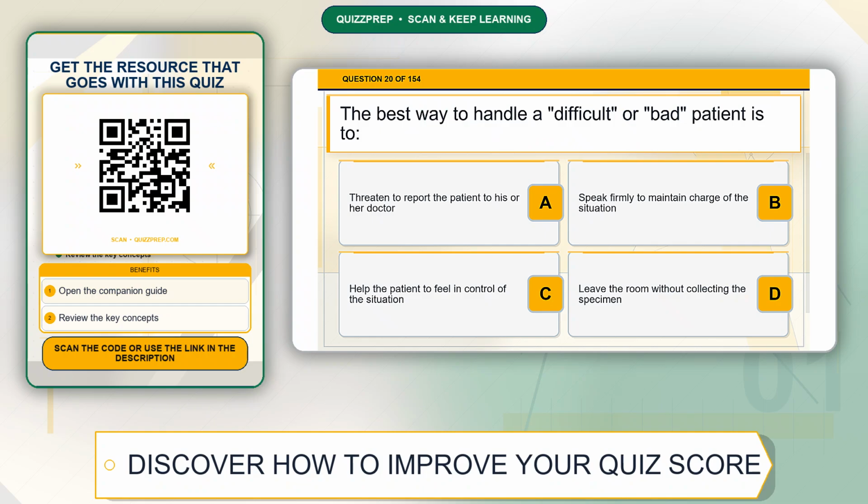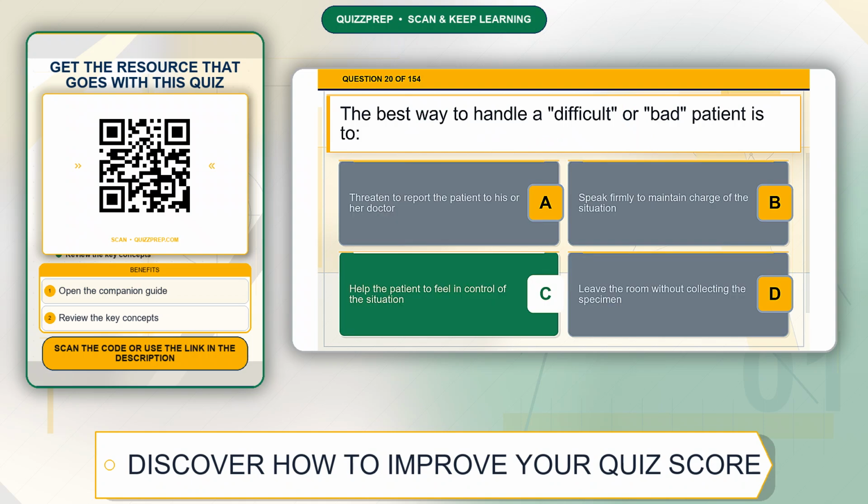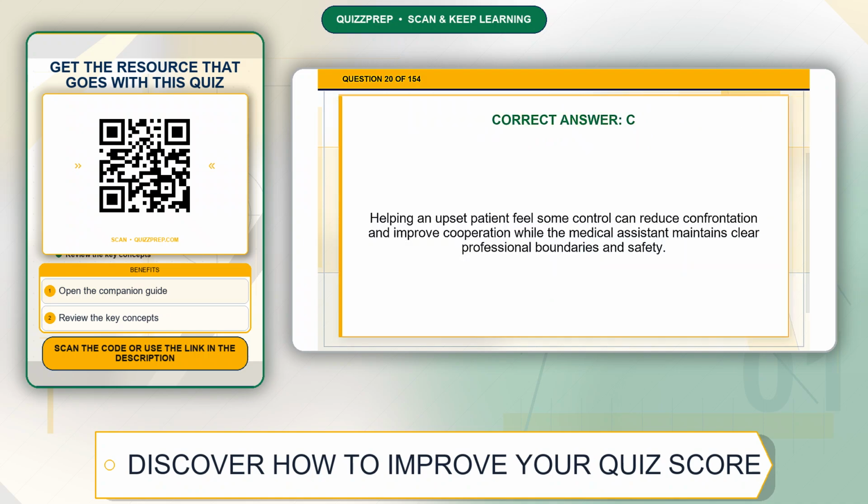Question 20. The best way to handle a difficult or bad patient is to: Option A, threaten to report the patient to his or her doctor. Option B, speak firmly to maintain charge of the situation. Option C, help the patient to feel in control of the situation. Option D, leave the room without collecting the specimen. The correct answer is option C. Explanation. Helping an upset patient feel some control can reduce confrontation and improve cooperation while the medical assistant maintains clear professional boundaries and safety.